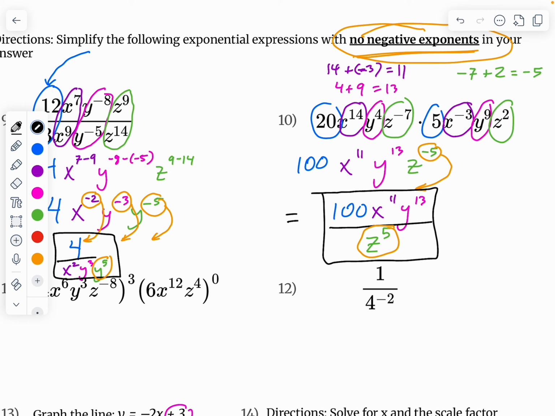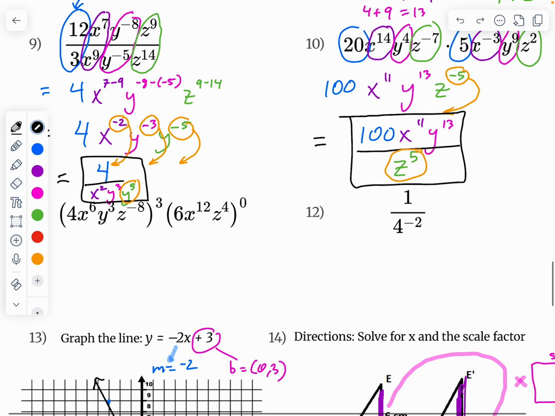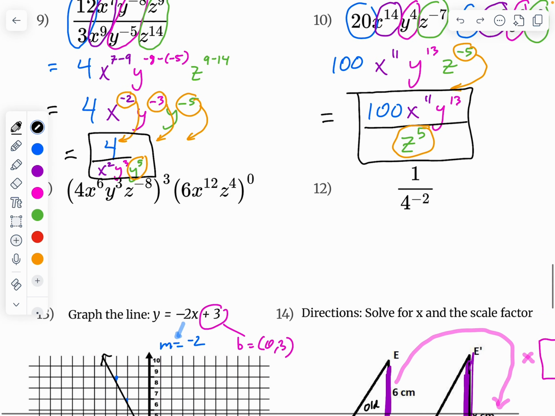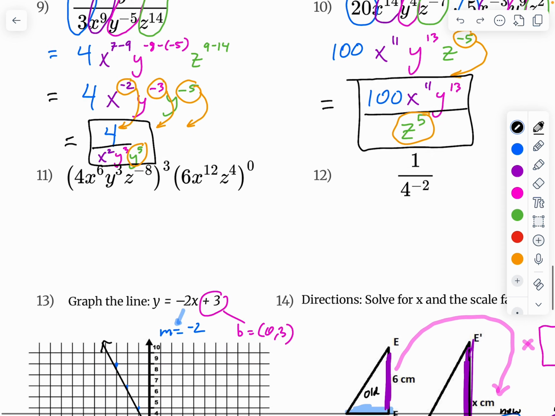Now, if you're like, Mr. Maynard, I don't know why they switched. Well, what's the opposite of multiplication? Division. Yeah. What's the opposite of a negative exponent? A positive exponent. So the rule there is that you have to switch it. Okay, let's move on to number 11.